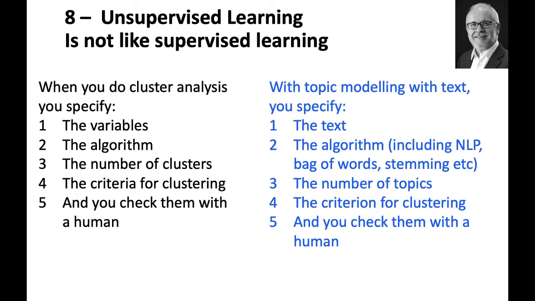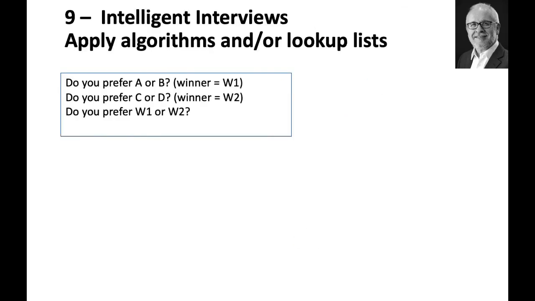With topic modeling, with text, you specify the text that's going to be used, the algorithm. Are we going to use natural language processing or a bag of words? What sort of stemming are we going to use? We're going to pick the number of topics. We're going to give it the criterion for clustering, and we're going to check at the end, does it make sense? And if it doesn't, we're going to run it with different parameters. So that's very much the investigative process we use with unsupervised learning.